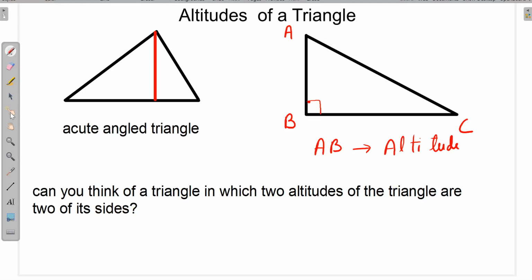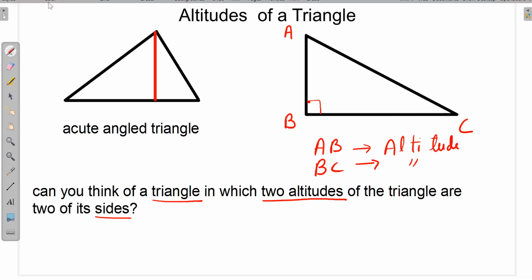Similarly, what is the other side? If we draw the altitude from the vertex C, it falls on the AB side. This is the line which falls perpendicular to AB from the vertex C. So BC is also an altitude. So in which triangle is this? The right angle triangle. In a right angle triangle, two altitudes of the triangle are two sides of it. So an altitude becomes a side, and this is possible for the right angle triangle, but only for two sides.